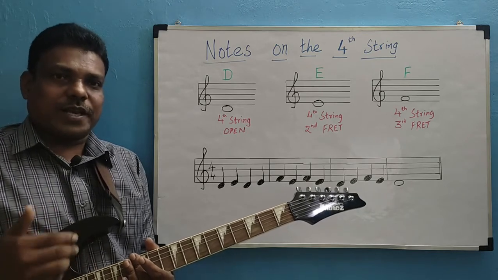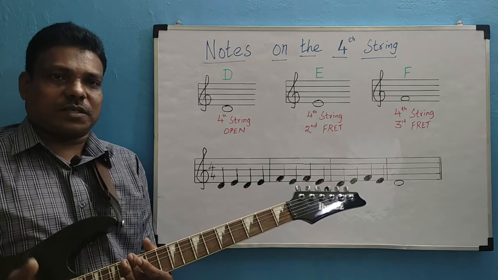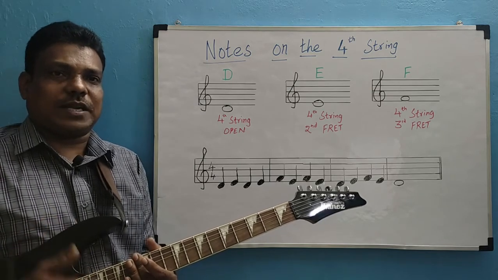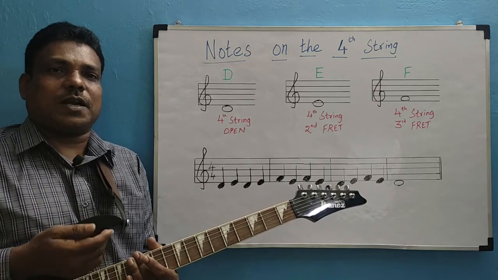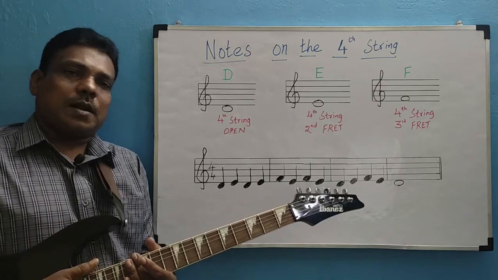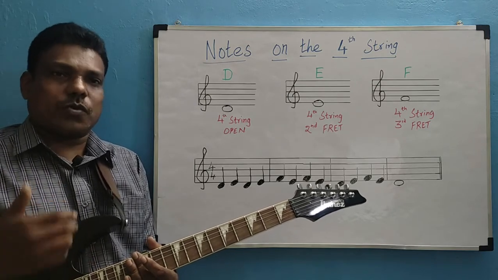We are doing it very slowly, learning one string at a time: first string, second string, third string, fourth string, like that. After finishing the remaining 2 strings, fifth string and sixth string, then we'll do a little intermediate level lessons and advanced level lessons.